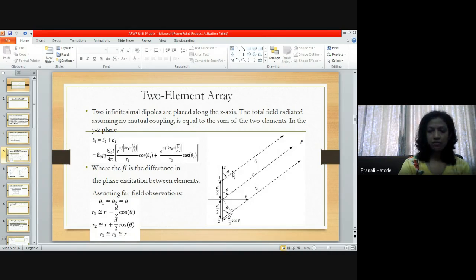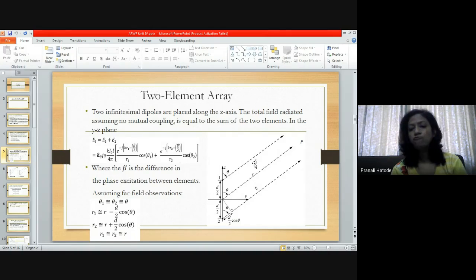Now theta is the angle between the element and point P. Point P is the reference point at some distance r away from the element. R1 is the distance of the first element from the reference point, r2 is the distance of the second element from the reference point, and theta 1 and theta 2 are the angles for the first and second element.